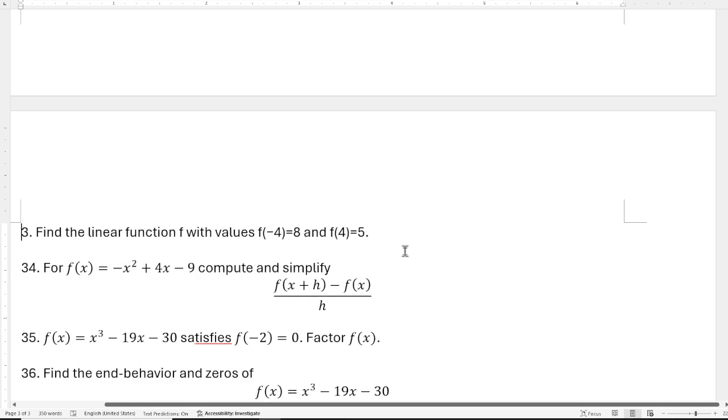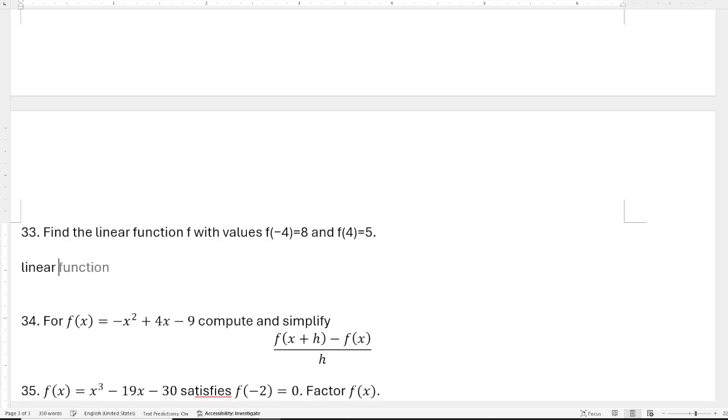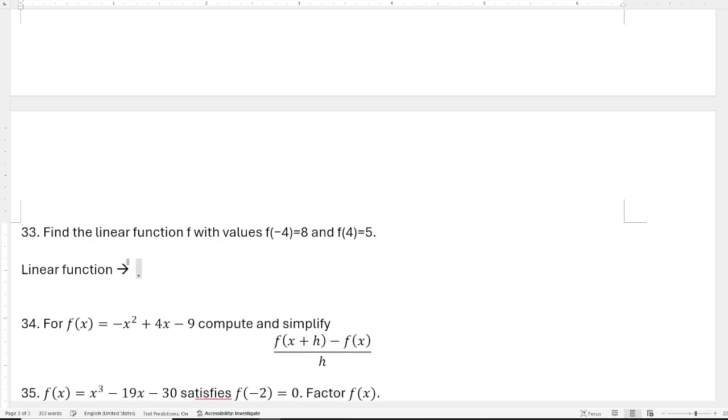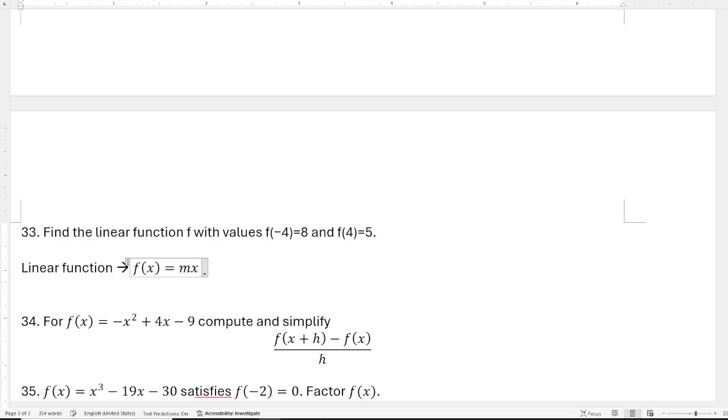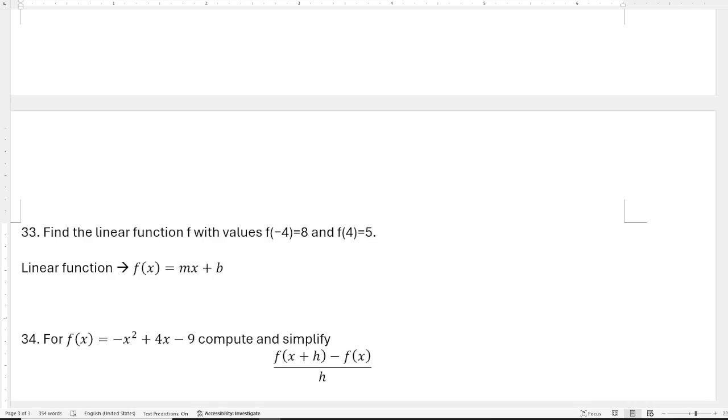Find the linear function with values f of negative 4 equals 8 and f of 4 equals 5. Linear function means f of x is equal to mx plus b. Okay? It means it's the order 1 polynomial, which means that the graph is a line. That's why it's called a linear function. And therefore we can compute it by thinking about the m and b, just like the previous question.